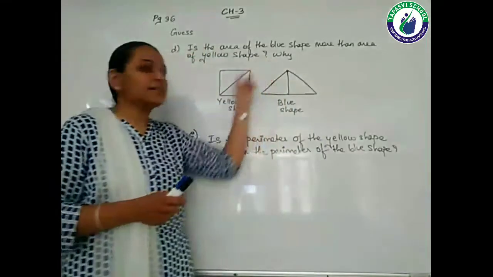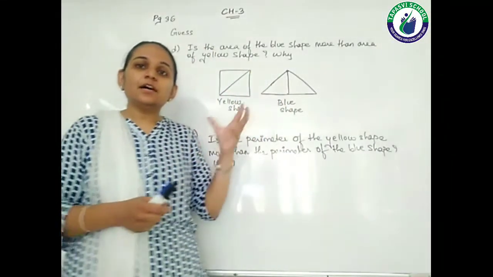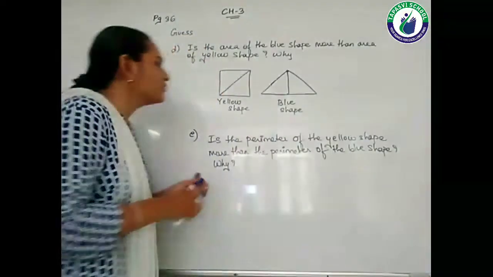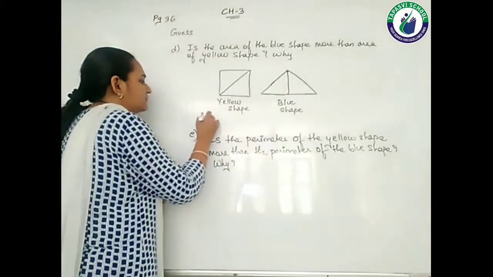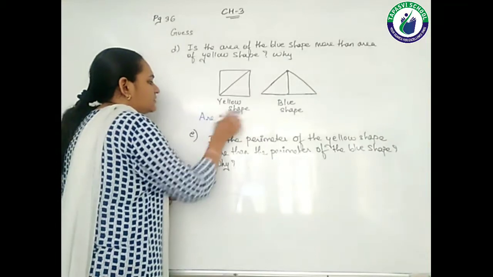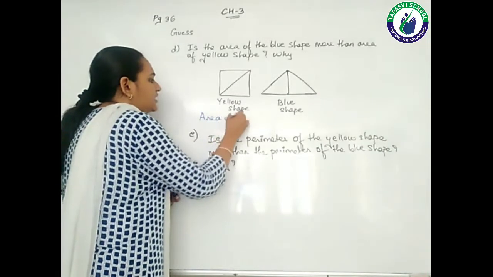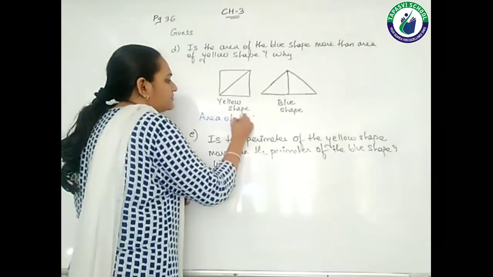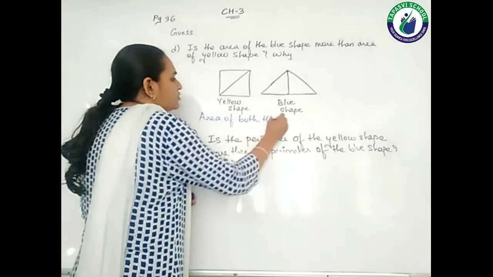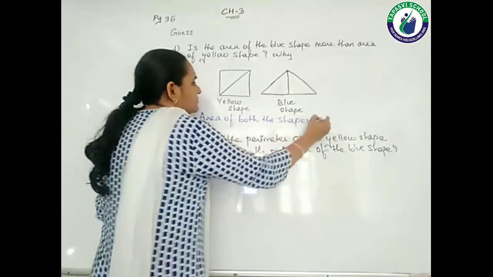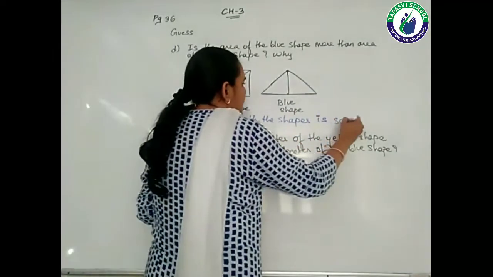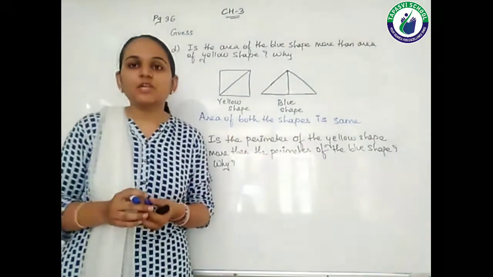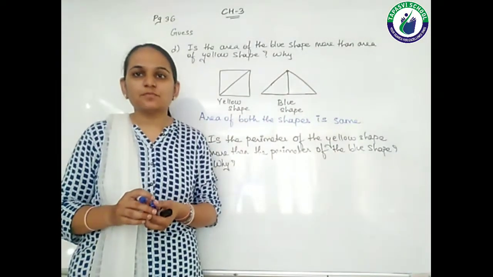Cutout means we will cut it in half, so you can see it. So here I am writing: area of both the shapes is the same, which you can even verify by taking a cutout, right?